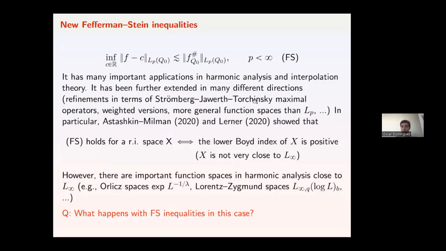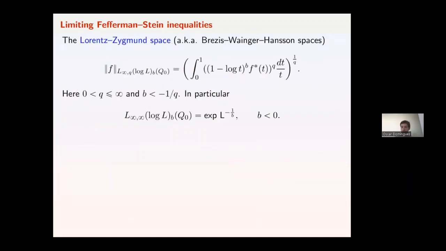Of course, you cannot expect to have a domination if we know that your sharp maximal function belongs to this Orlicz space. What happens with the function f itself? What kind of information can we expect? And this is the topic of the last slide, so limiting Fefferman-Stein inequalities.